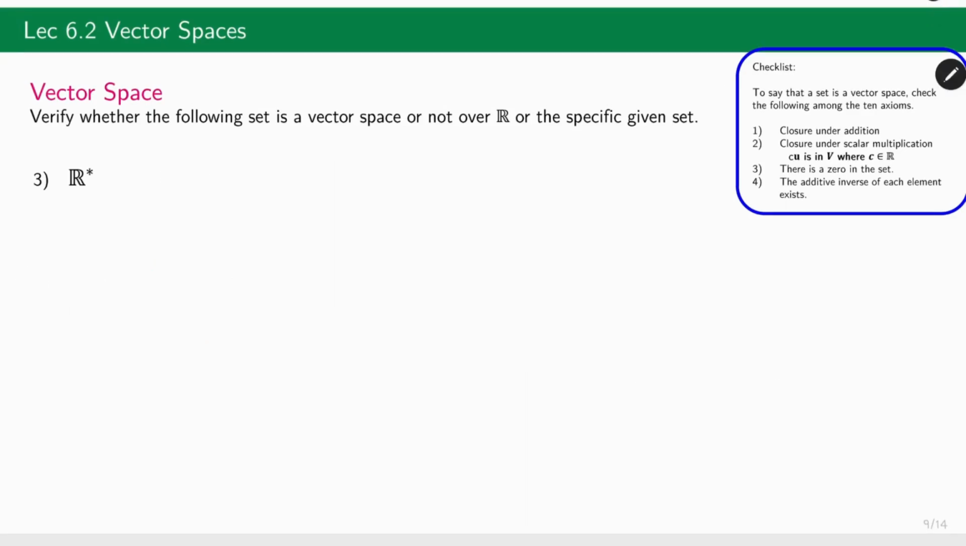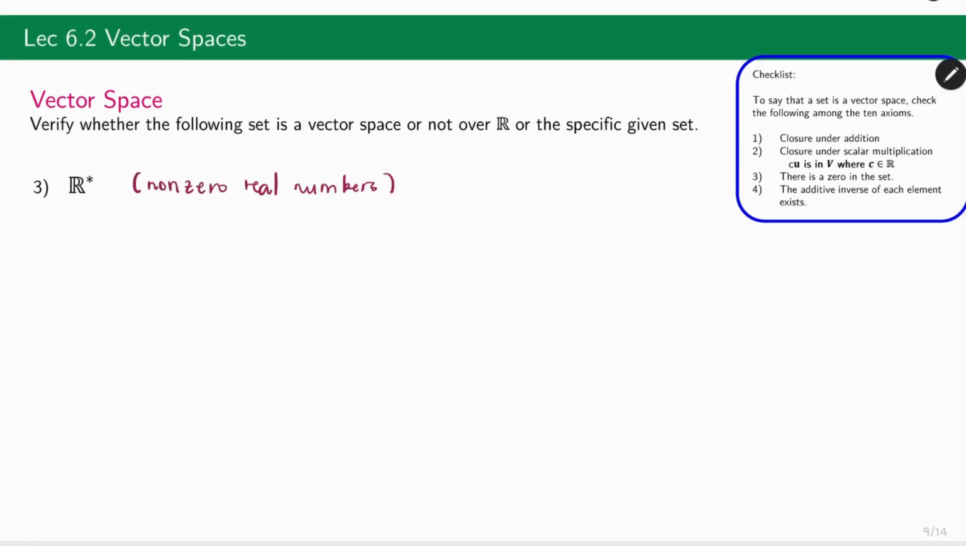Next, let's have the set R star. This is the set of non-zero real numbers. We can just state it since the zero vector is not an element of R star, then R star is not a vector space.